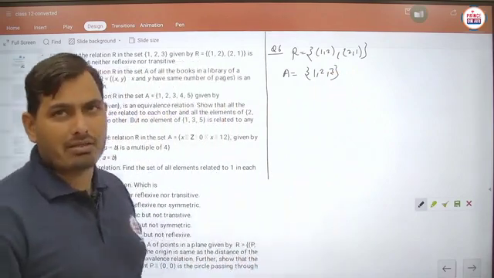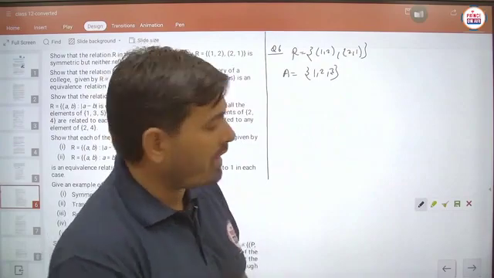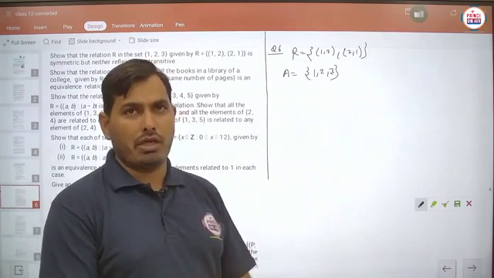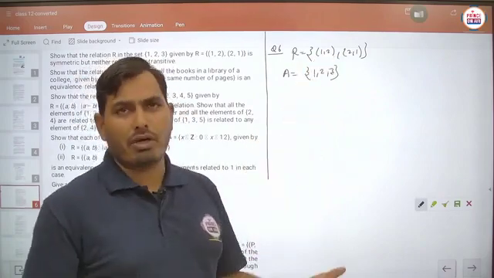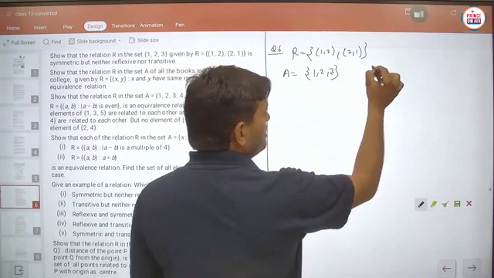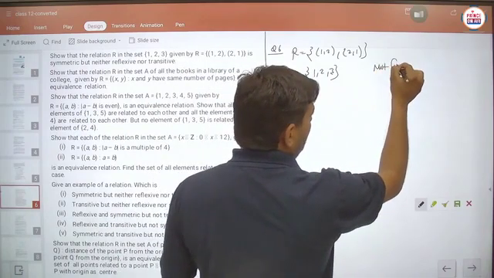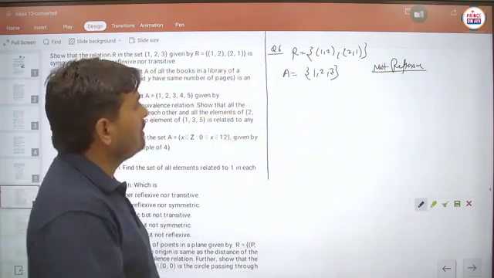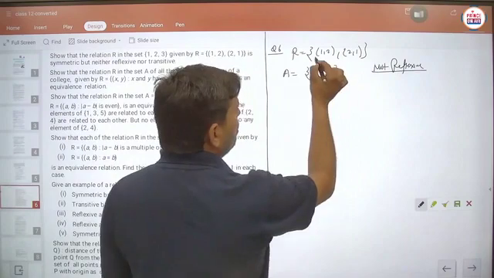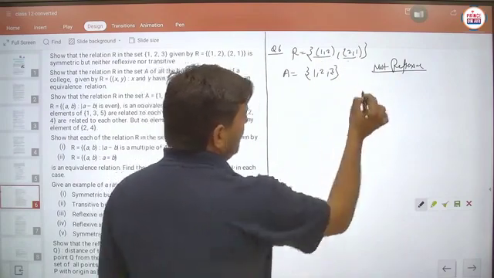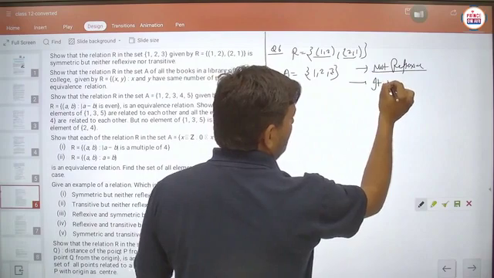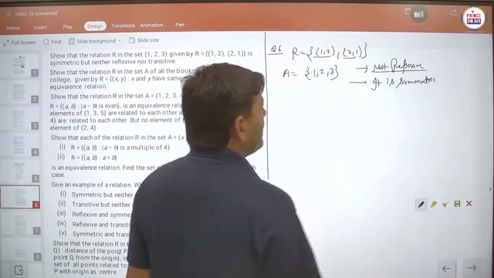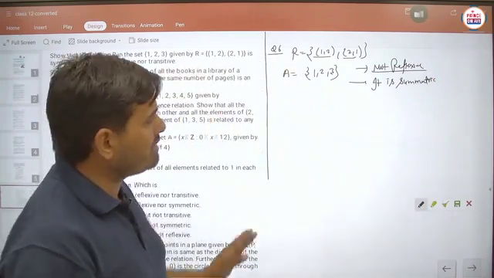Easily, students, you can first check reflexive. Reflexive means there are 3 elements in the set A, and R is defined on A cross A. So basically (1, 1) is not there, so you can say this is not reflexive, and you can provide the answer easily because (1, 1) is not there. Next, symmetric. (1, 2) is there and (2, 1) is there, so it is symmetric. Definitely it is symmetric because for the given ordered pair (1, 2), (2, 1) is also available.